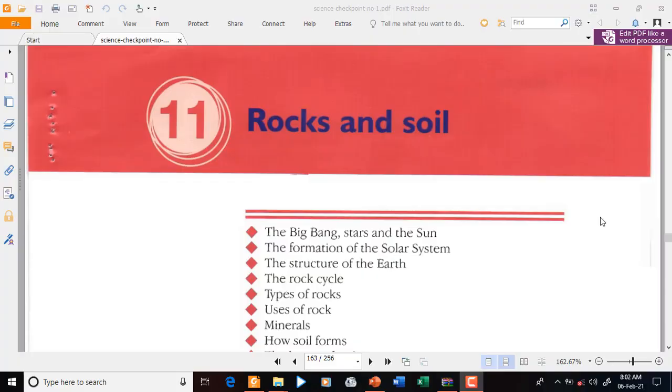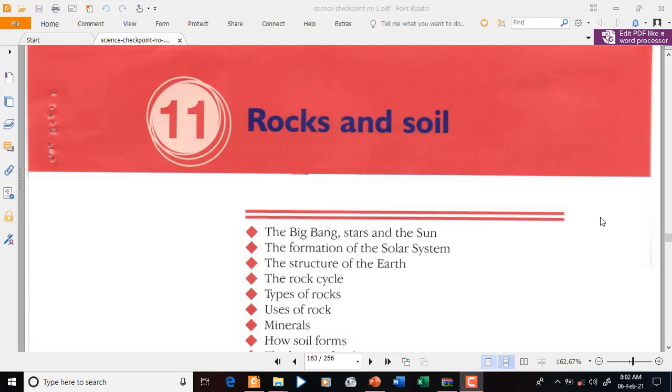Hello students, this is Form 1 Chemistry, lesson number 5, and this is our new topic. The topic is rocks and soil. Rocks and soil.